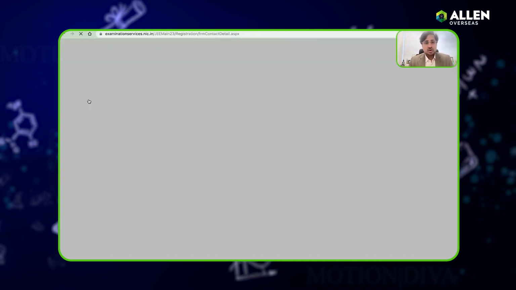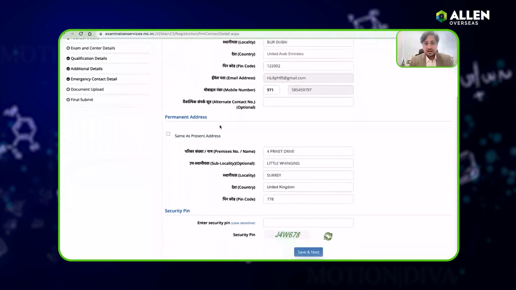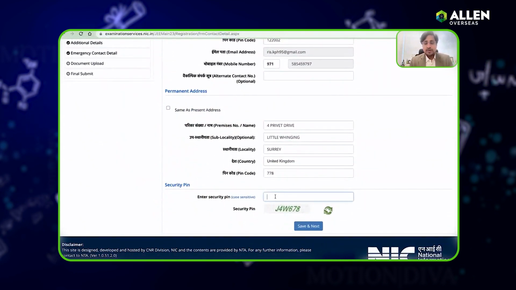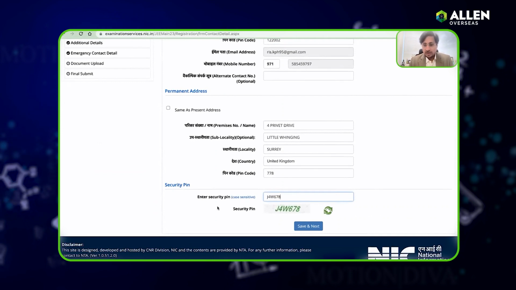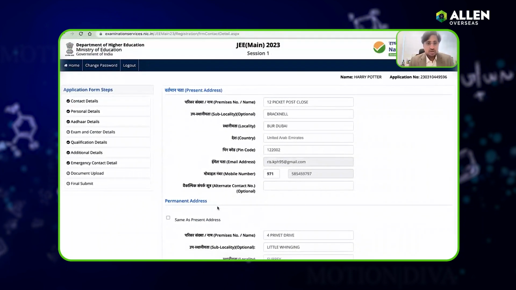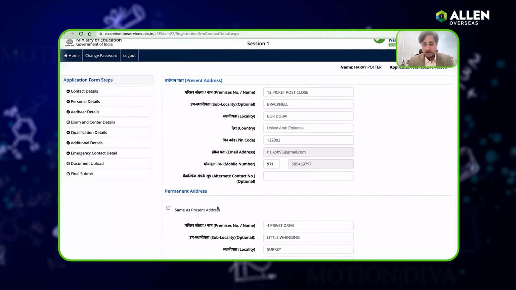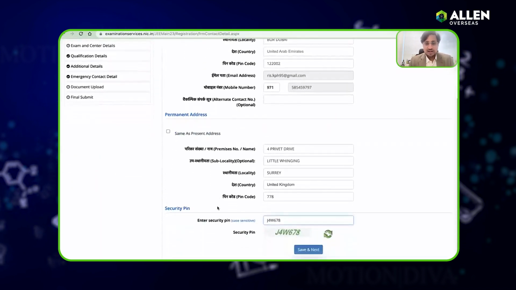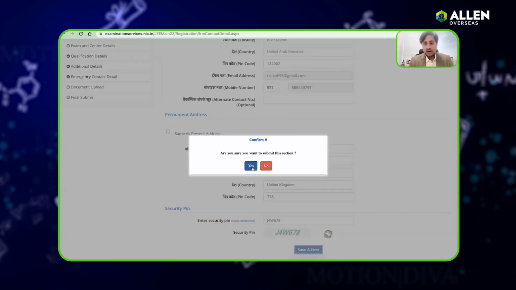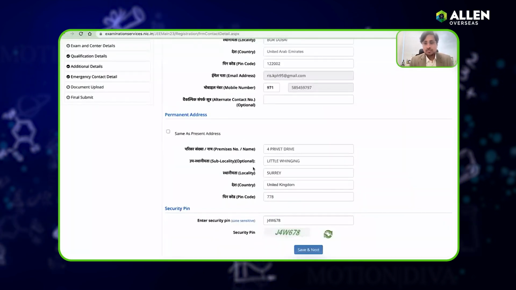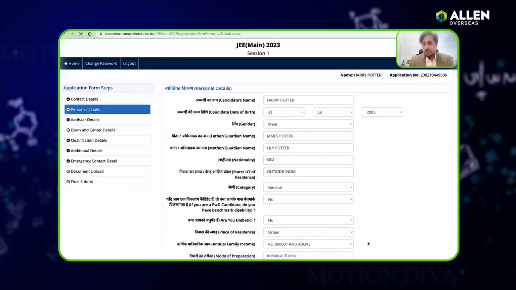So first, it will ask you about the contact details. So I have submitted this present address, permanent address, and at every page, it will ask you to fill this security pin just to go ahead to the page, just to reconfirm that you are filling this form as a human being and not as a robot. So that's a usual trend. So once you have submitted this contact detail, go ahead. It will prompt you to confirm. Yes, go ahead. And it will take a little time to submit that form.